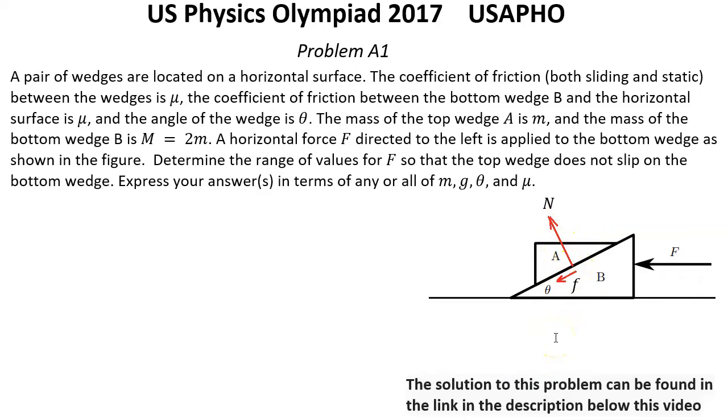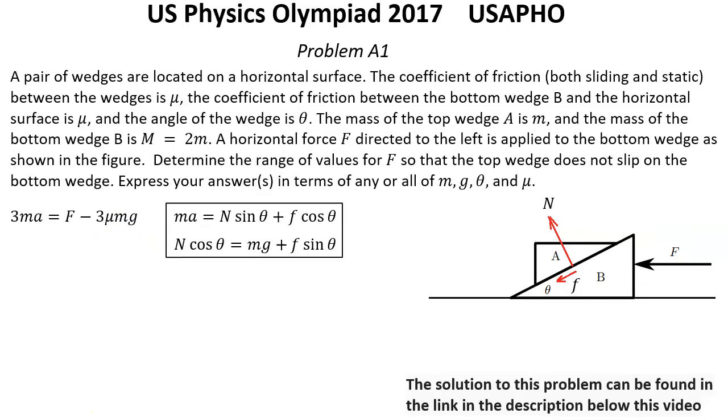Now we can write equations. For horizontal motion we have 3ma equals force F minus force of friction, which is 3 mu mg. Also we can write equations for motion of this top wedge. For horizontal motion we have ma equals normal force times sine theta plus force of friction times cosine theta.